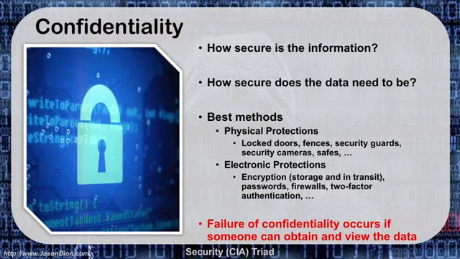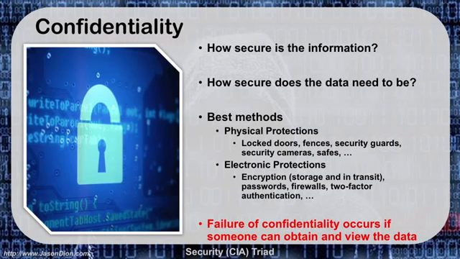When I talk about physical protections, that would be like locked doors, fences, security guards, security cameras, safes. So if I have my social security card in my house, it's locked up in a safe so no one can steal it. If I had a digitized version of that, I might have that electronic file encrypted and then stored in my Dropbox, right? Or an online cloud share service, something of that nature. It all depends on what that information is and how secure it needs to be. My bank account information needs to be very secure. My public-facing website does not. So those are things we look at with confidentiality.